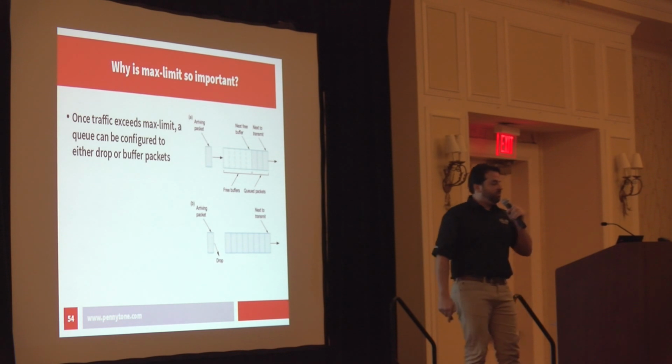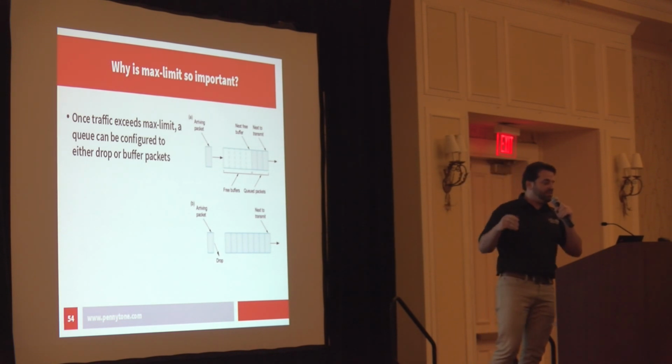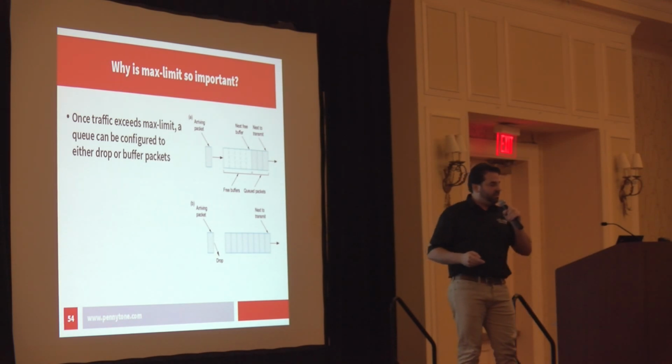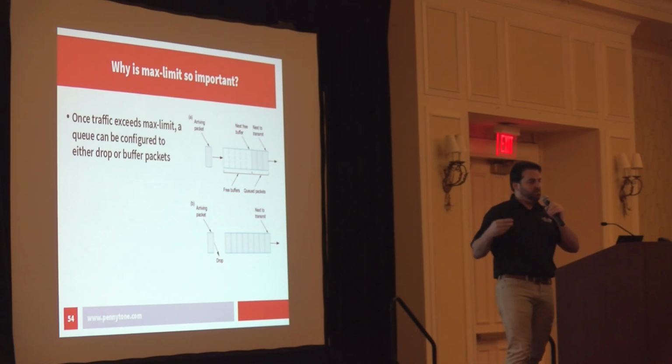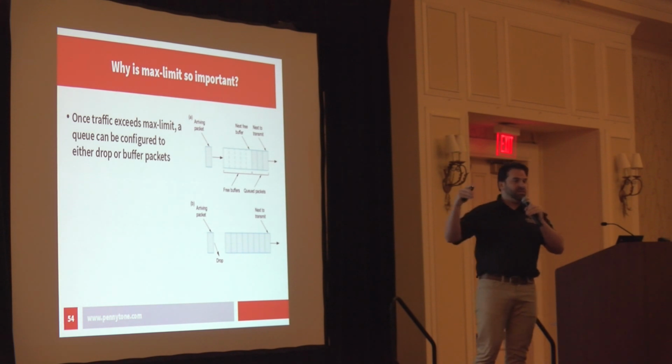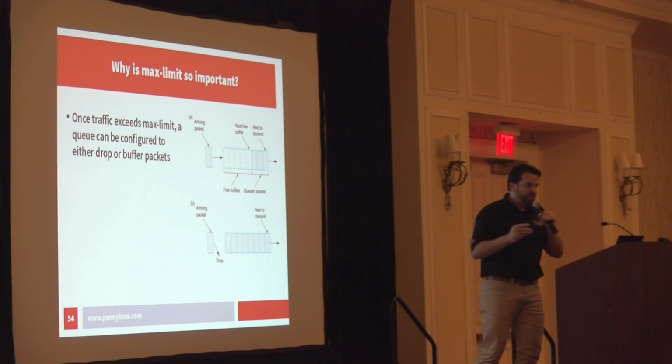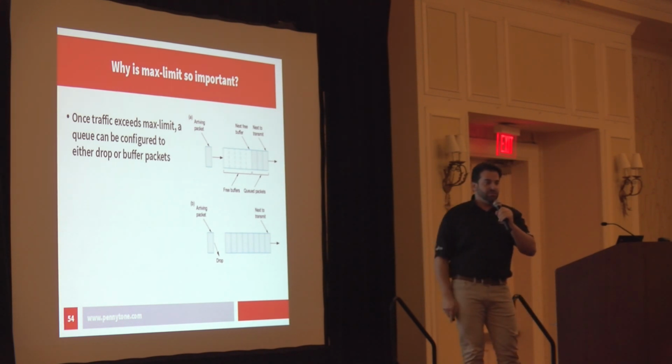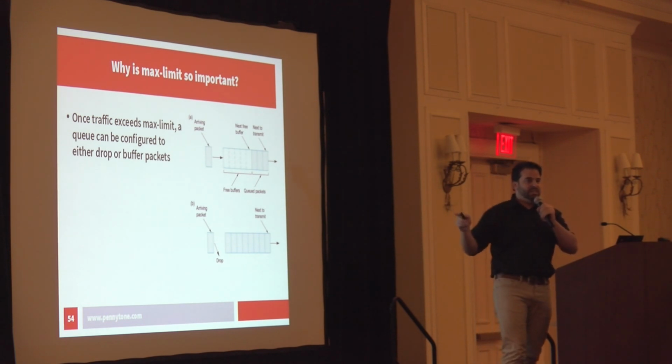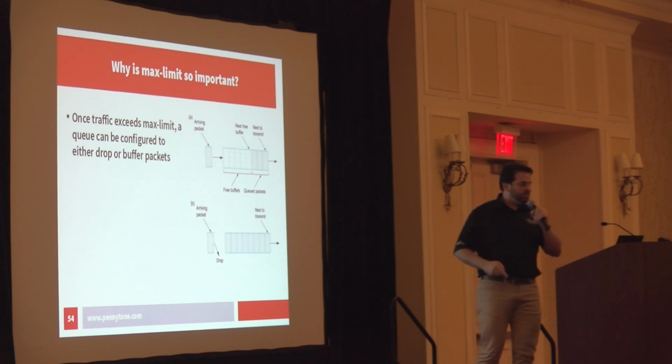Why? Because once traffic exceeds the max limit, a queue can be configured to either drop or buffer the packet. And that's when it decides, are we going to buffer this packet? Have we exceeded the max limit? If we have, yes, start buffering packets. If not, the packet goes through. That's only if you exceed max limit. Even if you're at the max limit, it won't do it. Only once you start exceeding.